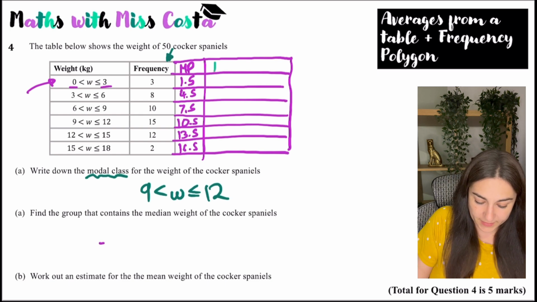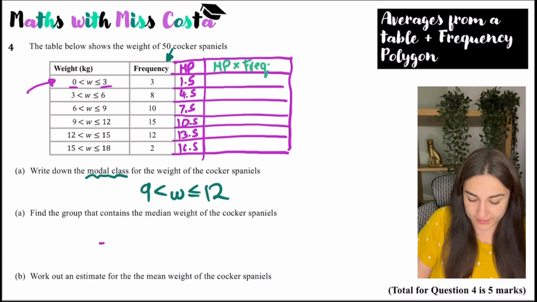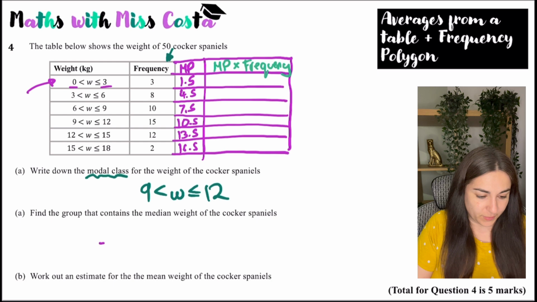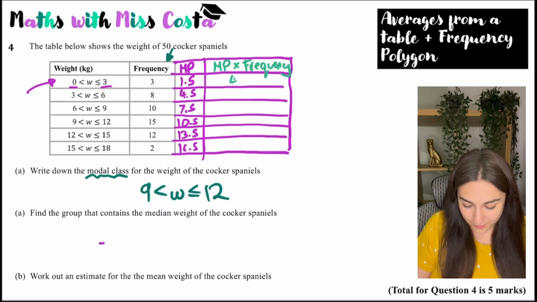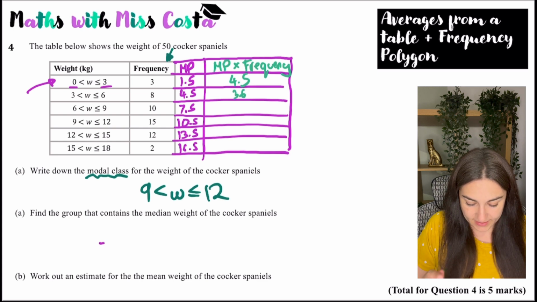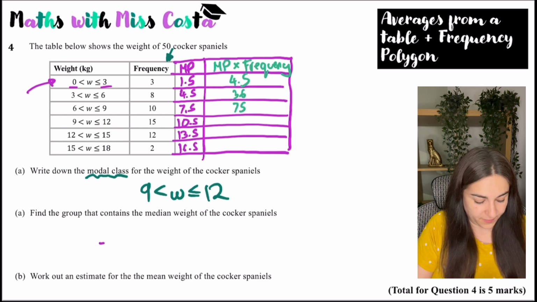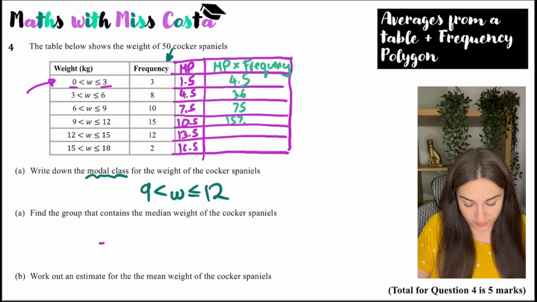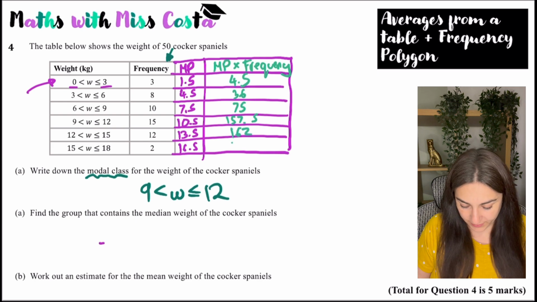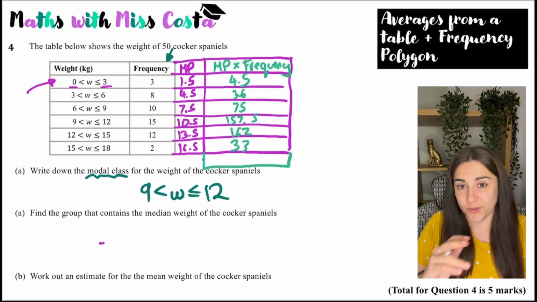And then the last column is going to be your midpoint times by the frequency. So I'm just going to use a calculator for this because it's a calculator paper. 3 times 1.5 is, I should have known that anyway, 4.5. 8 times 4.5 is 36. 10 times 7.5 is 75. 15 times 10.5 is 157.5. 12 times 13.5 is 162. And 2 times 16.5 is 33. So once you've done that, you find the total.